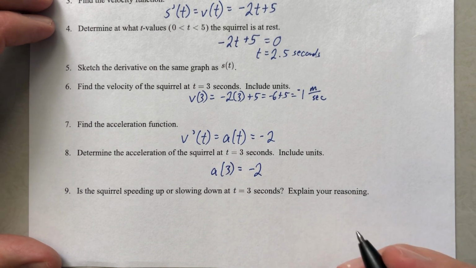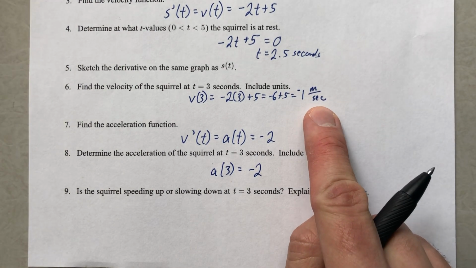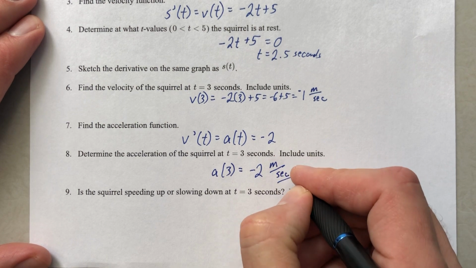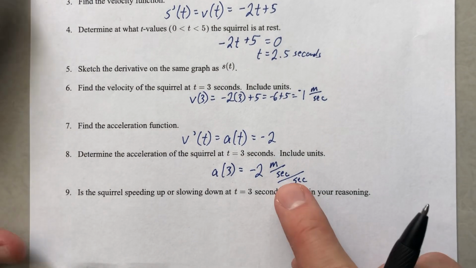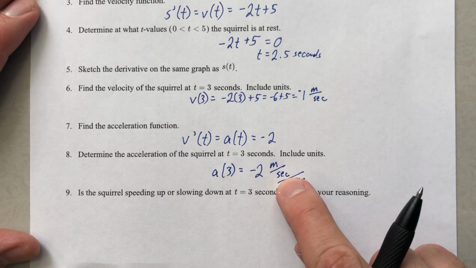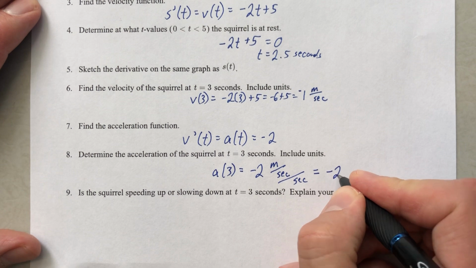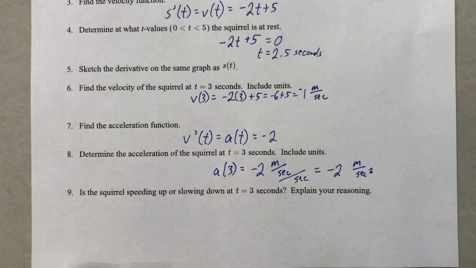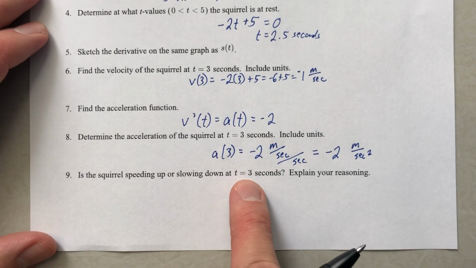And include units. The rate of change of meters per second would be meters per second per second. This is confusing, but basically my meters per second is changing at a rate per second. You could also reword that as meters per second squared. It's the same thing.